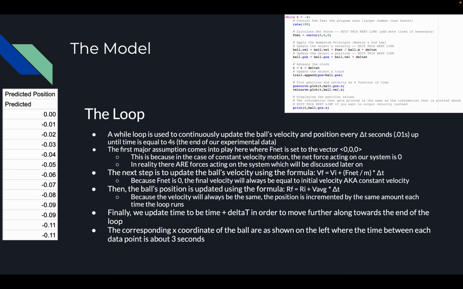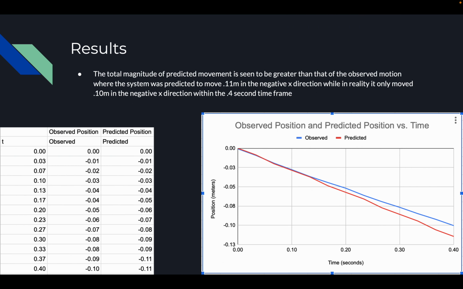The next step is to update the ball's velocity using the velocity update formula, and the velocity will not be changing because the net force is 0. And then the ball's position is updated using the position update formula, and the position should be incremented by the same amount each time because the velocity is not changing.